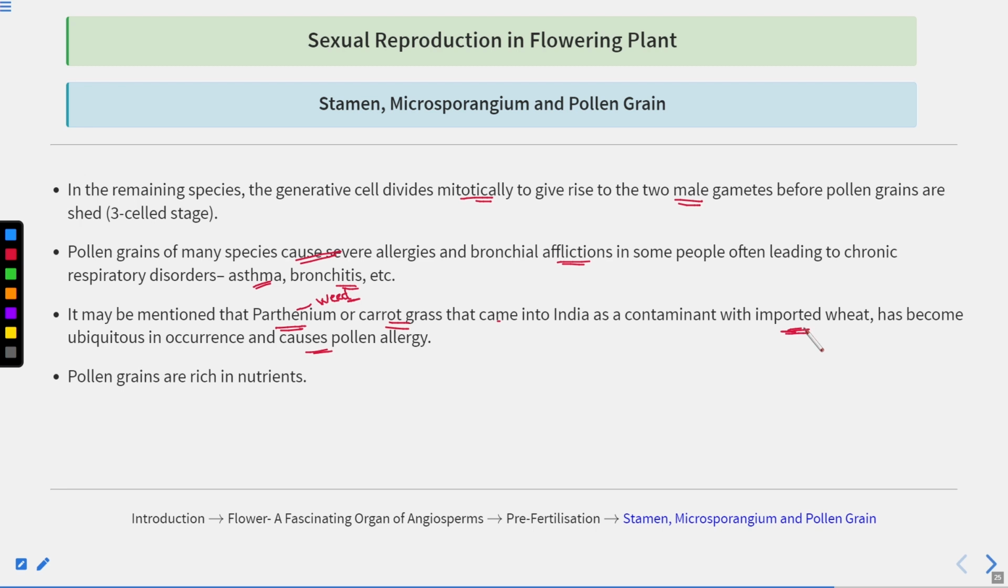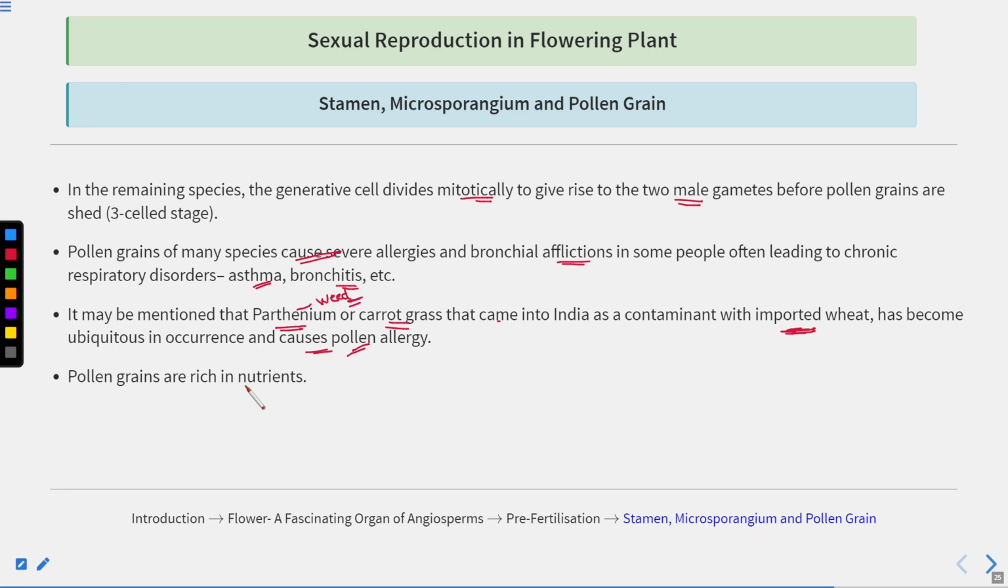So in the early days, this Parthenium came along with the imported wheat. So we were importing wheat from abroad, and along with this, we got this Parthenium weed. And now the pollens of this Parthenium cause a lot of allergic reactions.